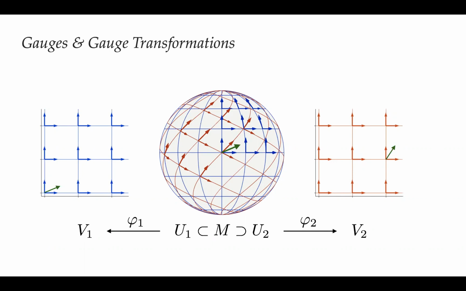So here we've drawn a gauge, which is then a choice of frame for each point in some region of your manifold. Perhaps the whole manifold, if that's possible, or perhaps some local region U1 or U2 in this case, where the red and the blue gauges are drawn.